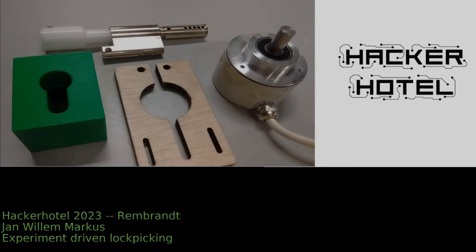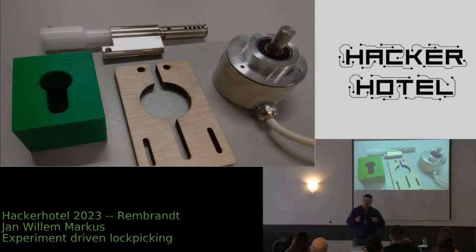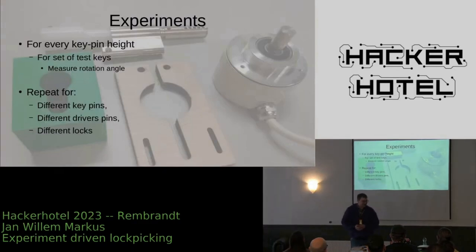And then we have a cylinder that I modified. And I modified it in such a way that it doubles as a follower for the lock. So it was very easy to repin the lock because I just slid forward the core, put in new pins, slid it back. Then the experiment was, for every test key, for every pin type, measure the rotation.